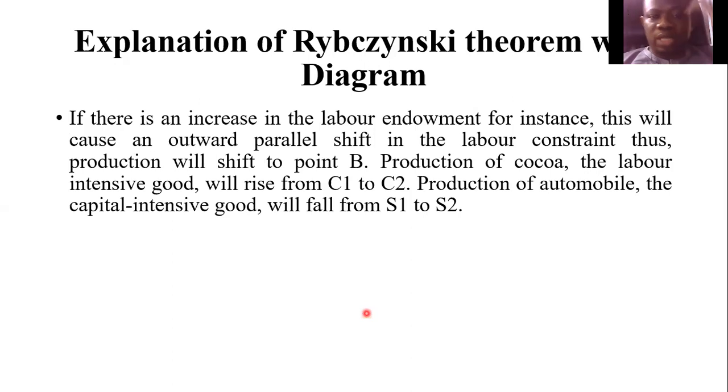We look at the explanation of the diagram. We can read it through: if there's an increase in labor endowment, for instance, it will cause an outward parallel shift to the labor constraint. Thus, production shifts to point B; production of cocoa, the labor intensive good, will rise from C1 to C2, while production of automobile, the capital intensive good, will fall from X1 to X2.